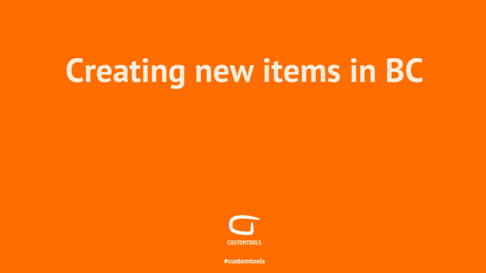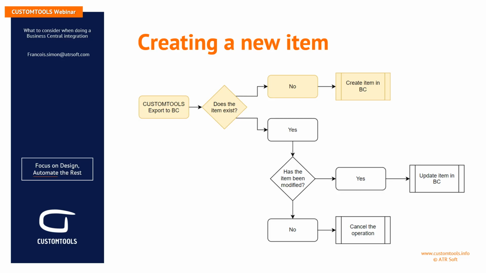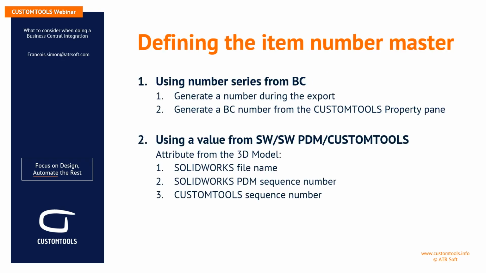Before running an export to Business Central, we perform a check to verify whether the item already exists or not. The first step is to create an item. An item will be created if we detect that it does not exist during the comparison. Also, we can define rules to prevent the creation of items for specific SOLIDWORKS files. For example, this could include the child component of a purchased assembly.